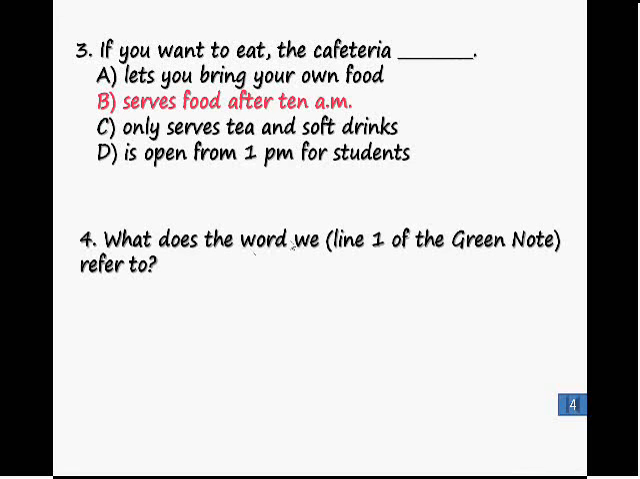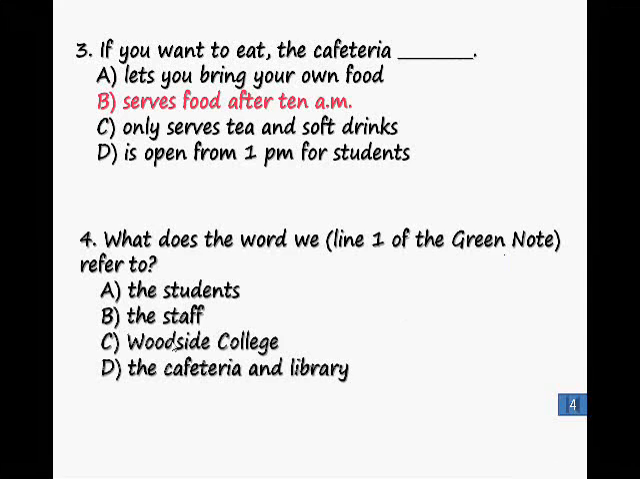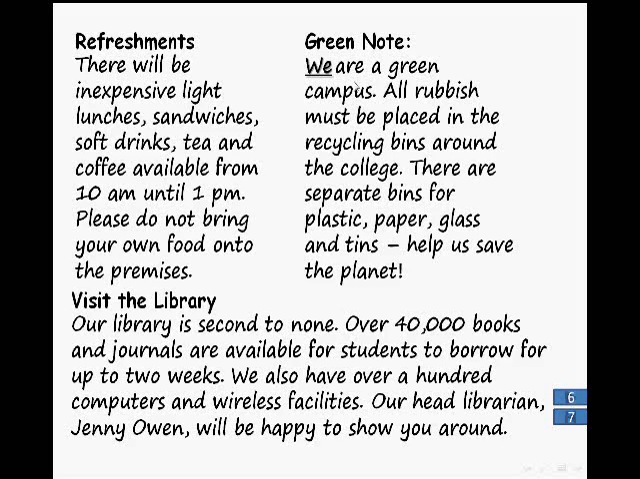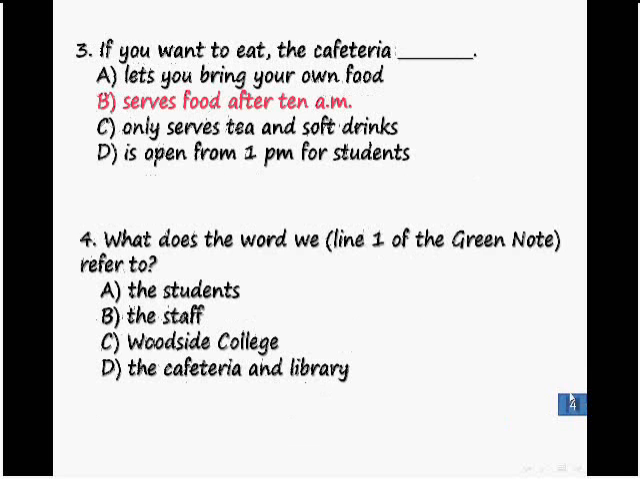Number 4, what does the word we, line 1, the green note, refer to? And of course you have the options. So very quickly you look at the word we in line 1, and it's in the green note, which is there. We are a green campus. Okay, what do we mean by campus? It is the college, of course. Hopefully next year you will be college students, so every day you will go to the campus.